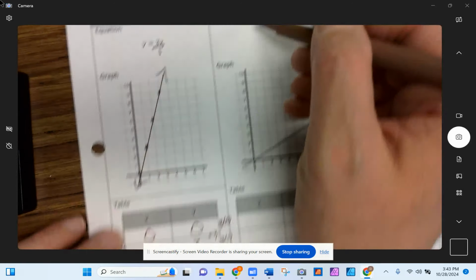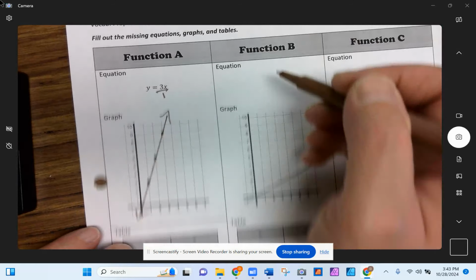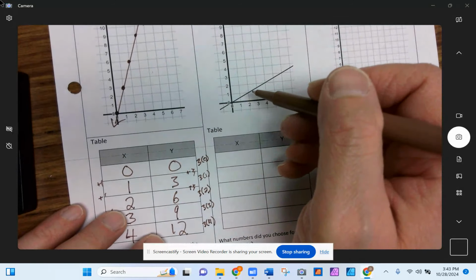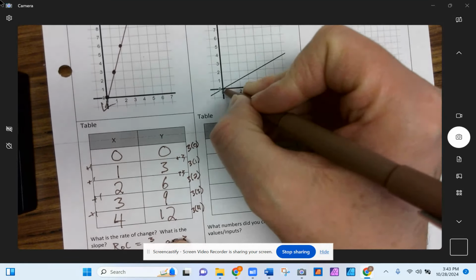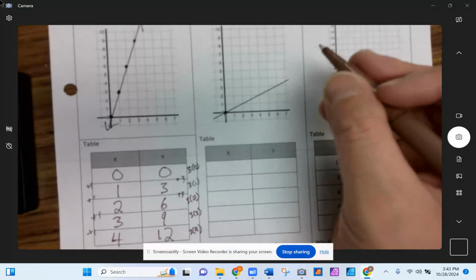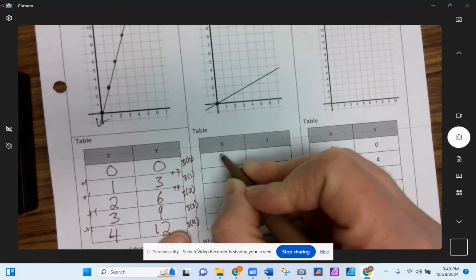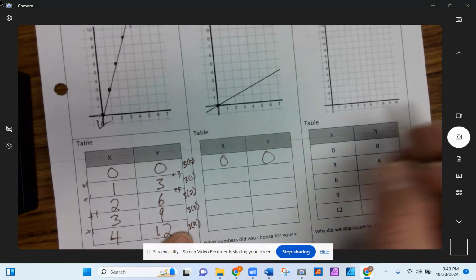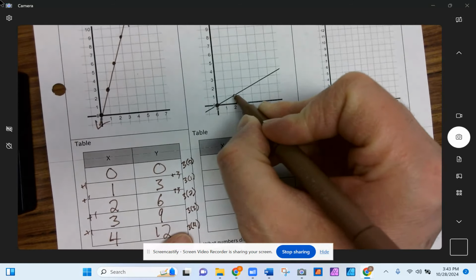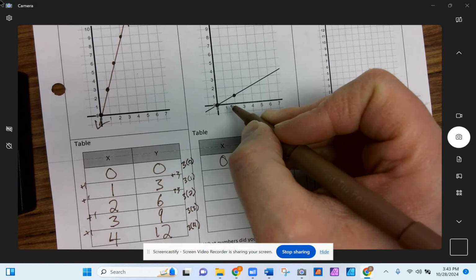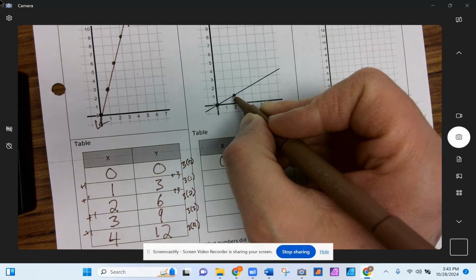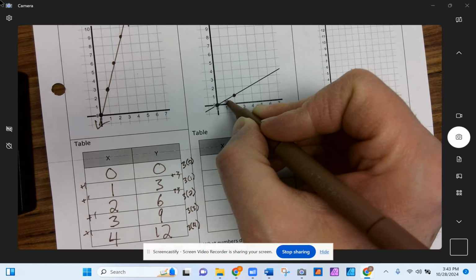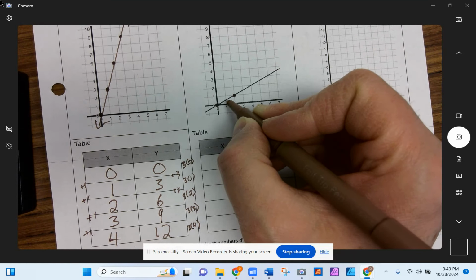Now for function b, right here, we don't have an equation, we don't have a table, but we do have a graph, right? So what I'm going to do is figure out some points that I have. So I have a point at 0, 0, right? And then I go through here and figure out where the line goes through a corner of the graph. I don't want to choose this point right here because it's halfway and it gives me a fraction. I mean, I could do that, right?